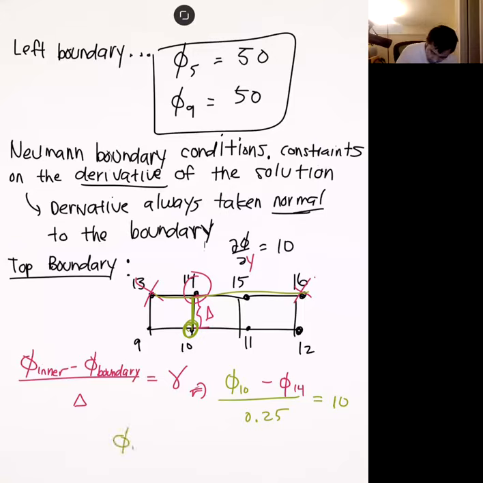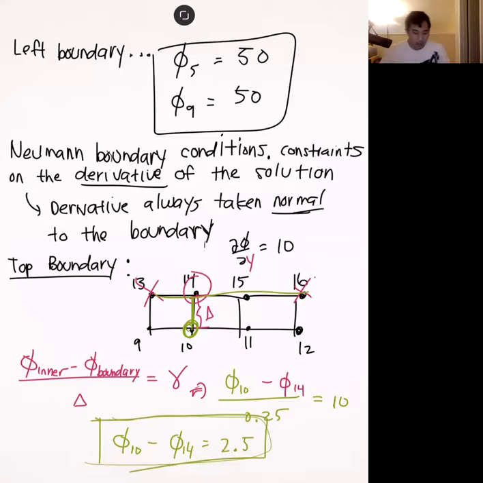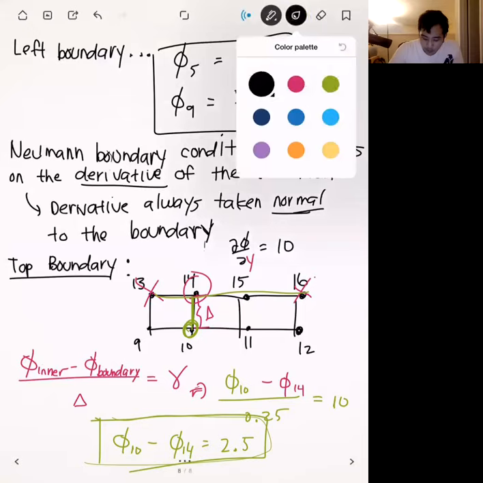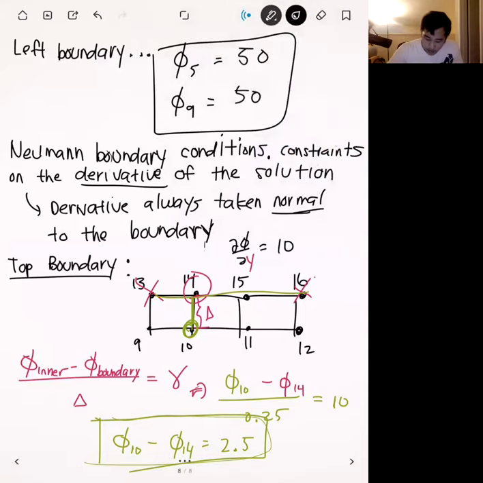And so we have phi 10 minus phi 14, okay, is equal to, I'm going to move the 0.25 over to the other side. And so we have 0.25 times 10. And so this is equal to 2.5. Okay. And just like that, we now have another algebraic equation for this boundary node. And we can do the exact same thing for node number 15.